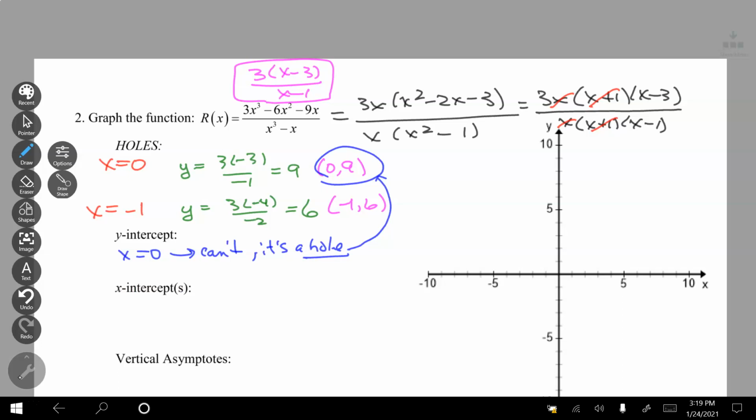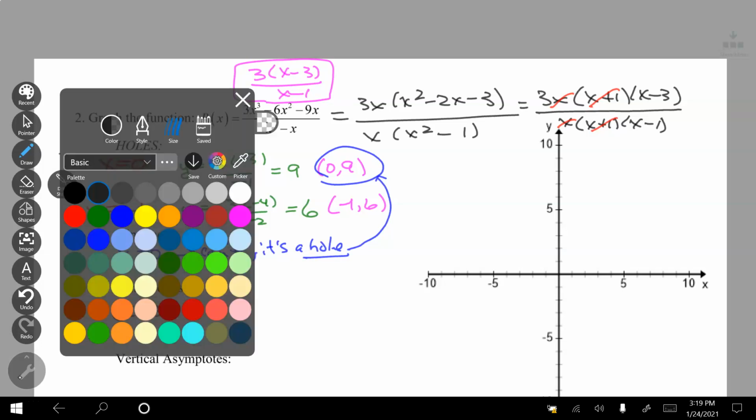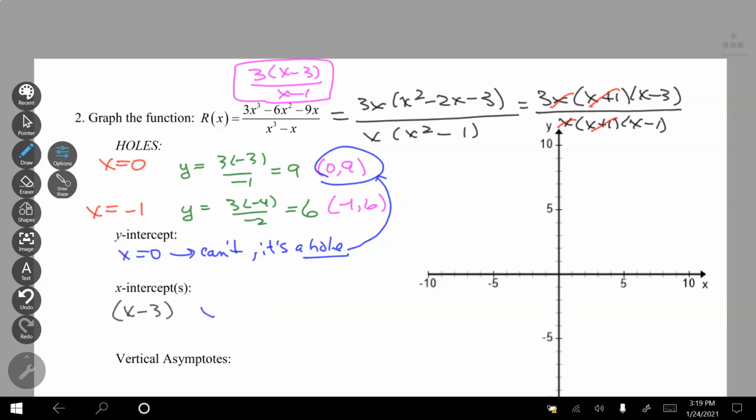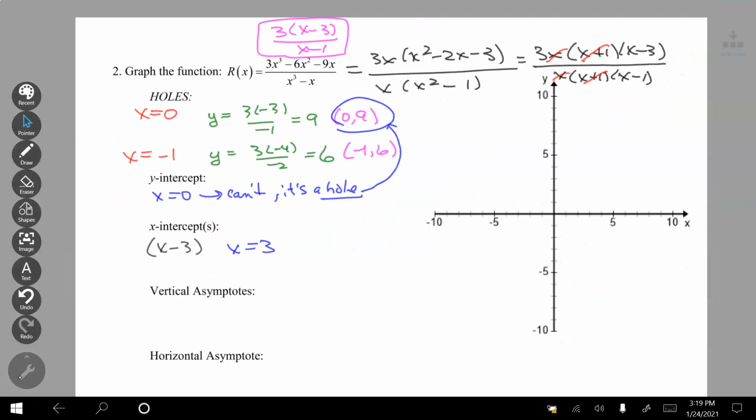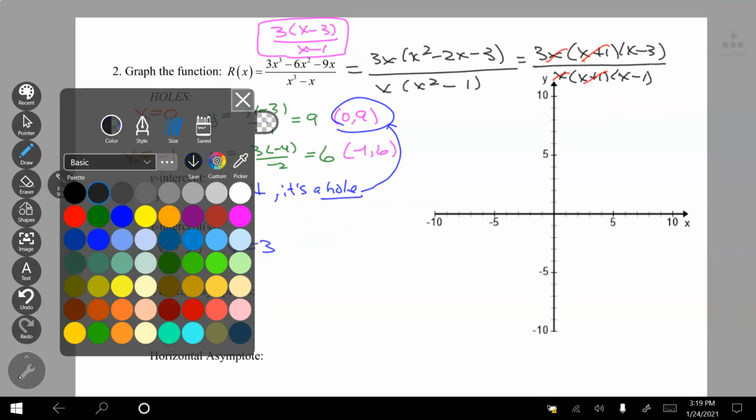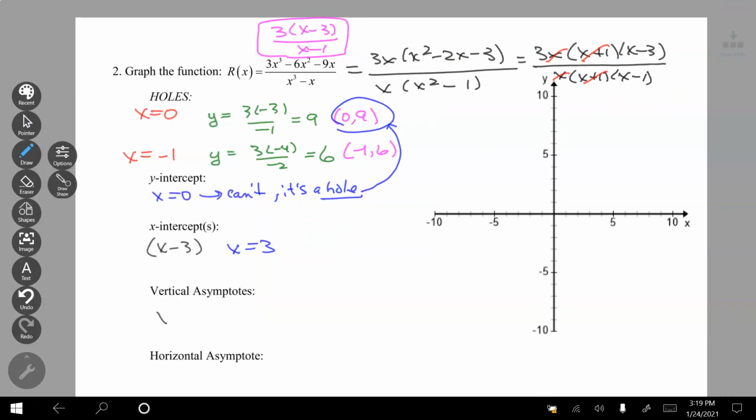The x-intercept comes from the numerator. The only thing in the numerator with the variable is that x minus 3. That means my x-intercept would be x equals 3. I'm going to move this up a little bit. My VAs come from the denominator. The only thing in the denominator is x minus 1. So my VA would be x equals 1.